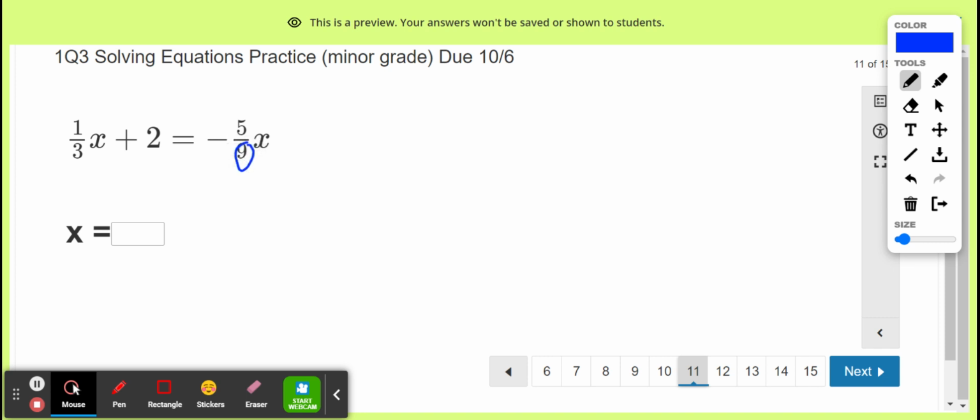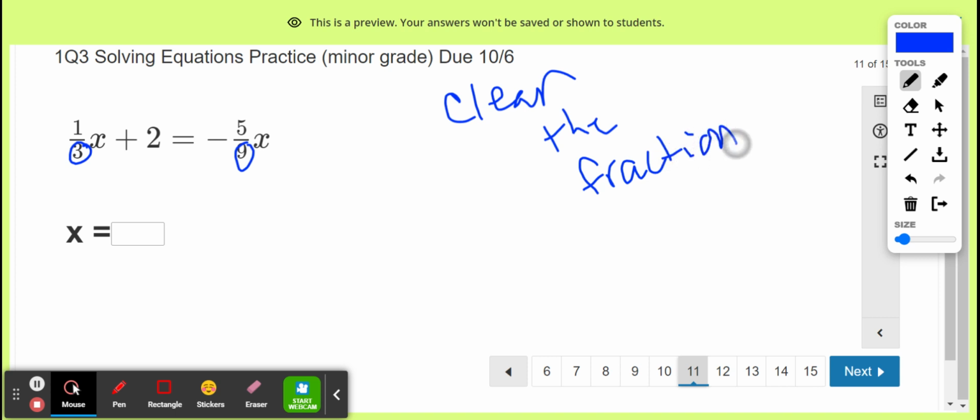So here we have the denominator of 9 and the denominator of 3. So in order to clear the denominator, which would be the bottom part of the fraction, we would need to multiply by the greatest common multiple of 3 and 9. So we're going to multiply both sides by 9. We're going to multiply the left side by 9 and the right side times 9.